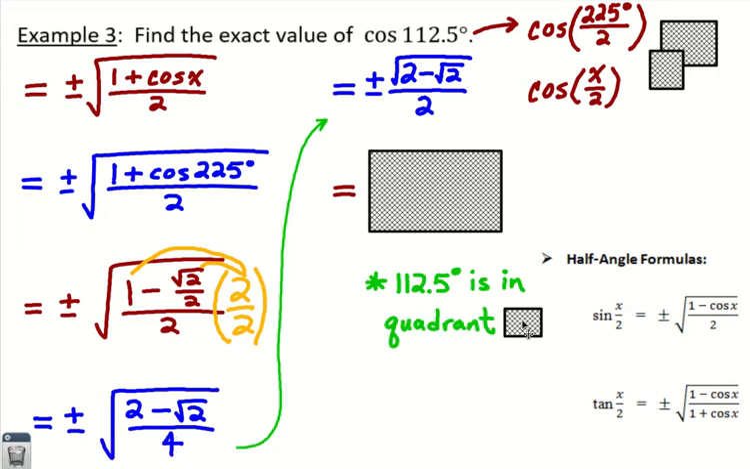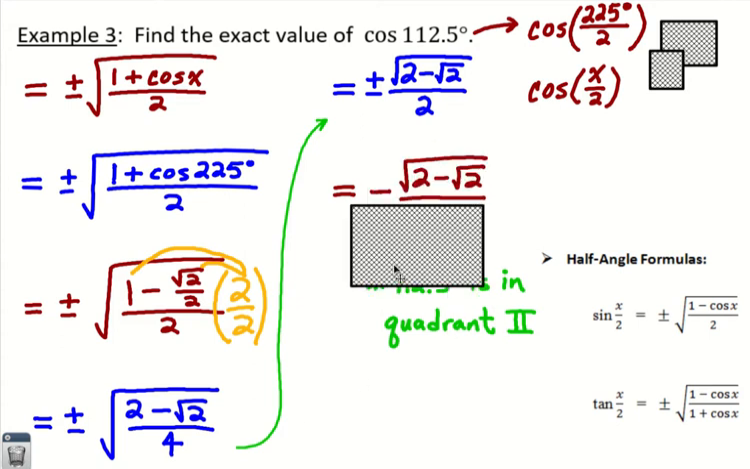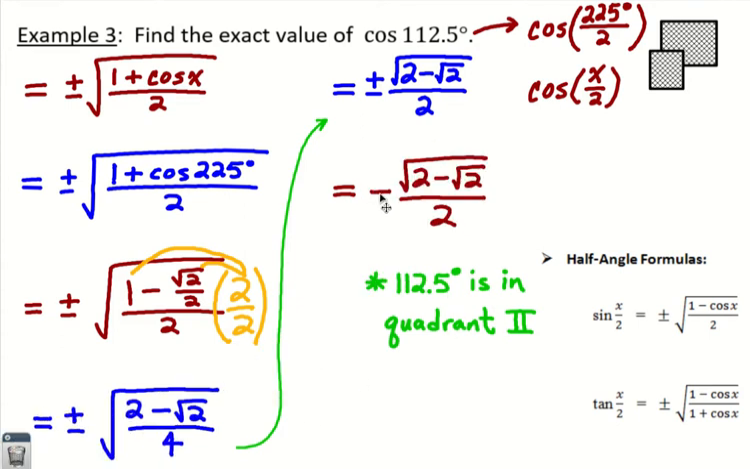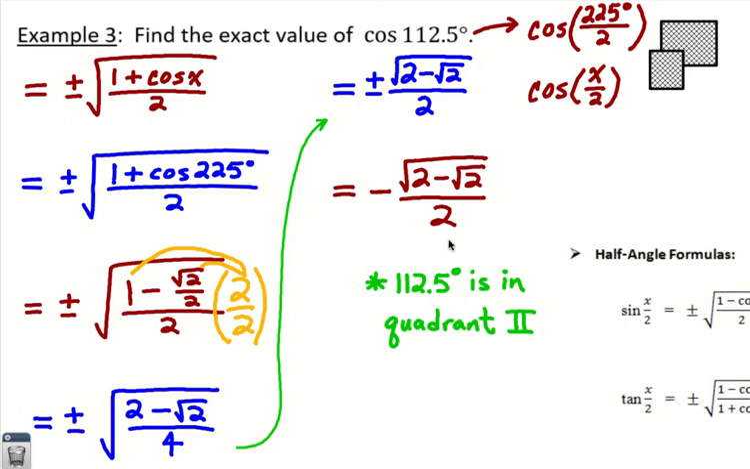112.5 degrees is in quadrant 2. So the cosine of it was always going to be negative. You could have answered that question all the way at the start of this problem, that it was always going to be negative because it's 112.5 degrees. So it depends on the quadrant, just like we've been talking about since last unit.